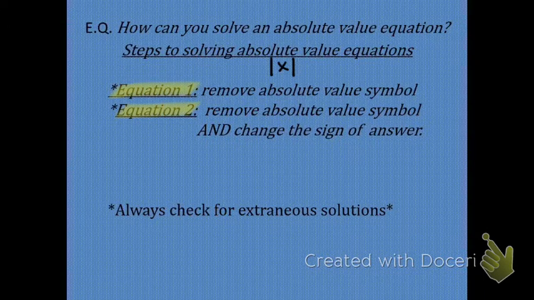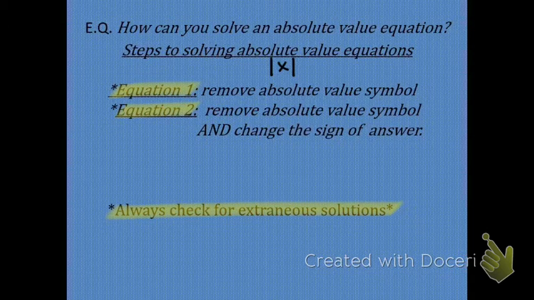Now notice the next sentence on your notes. It says always check for extraneous solutions. I need you to highlight that because up to this point, checking has been an option. It is no longer an option for absolute value problems because there is a chance that one of the answers you find, or both of the answers you find, do not actually go back into the original problem and make a true statement.